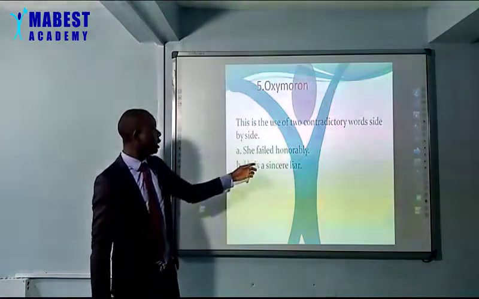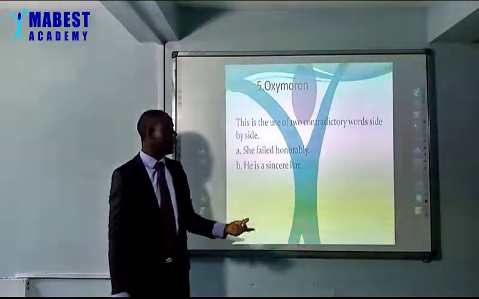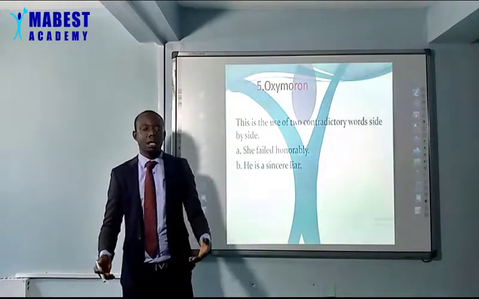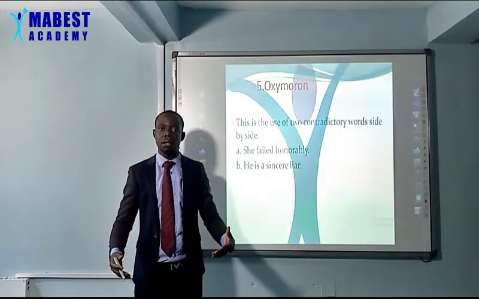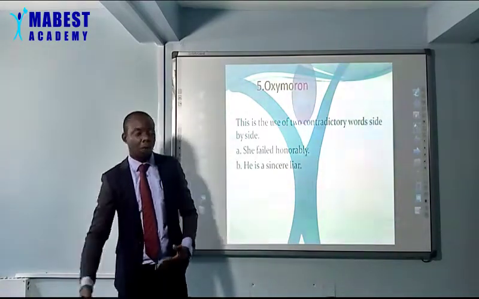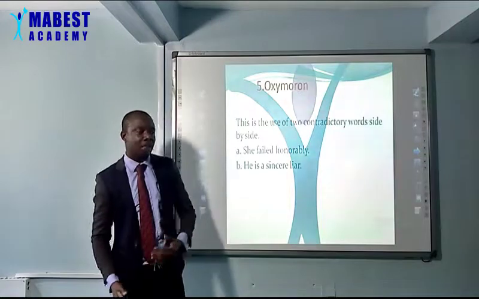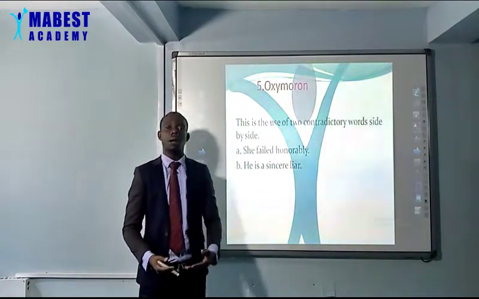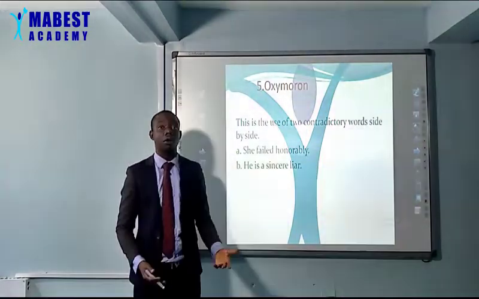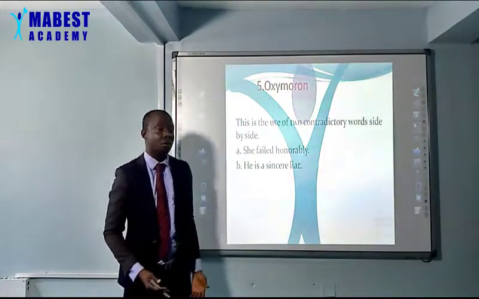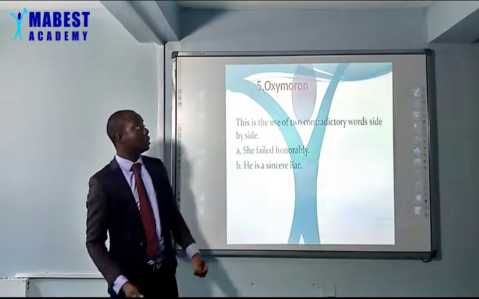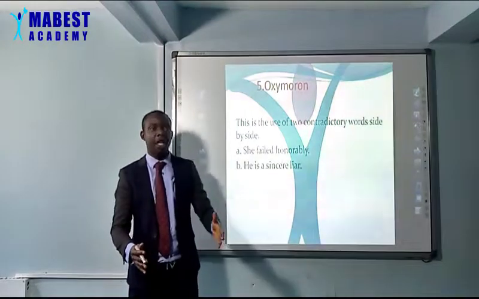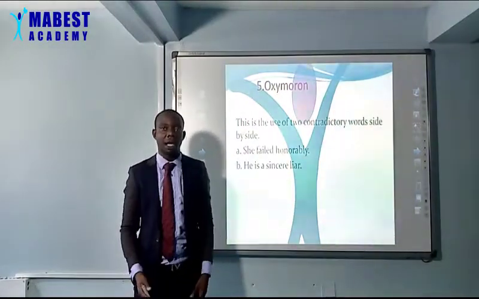Then another one: "he is a sincere liar." Now, sincerity and lie are two contradictory words. So you place two contradictory words that are opposite in meaning side by side in order to beautify your expression, in order to beautify your write-up. So the figure of speech you are using is called oxymoron. Now, I want to write some examples on the board, then we will identify them together. Let's go.